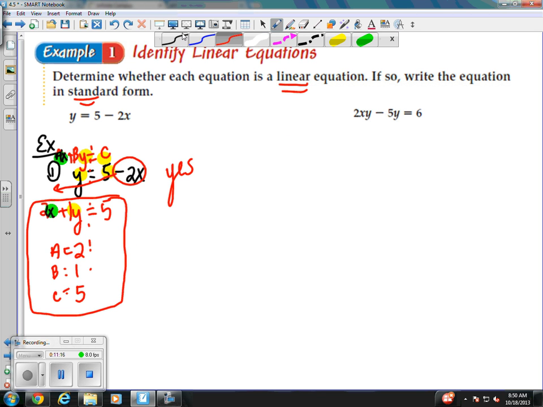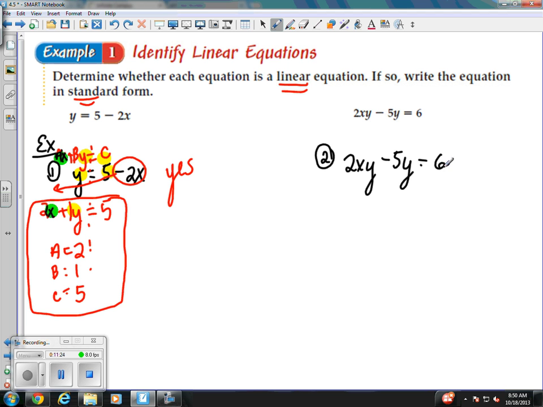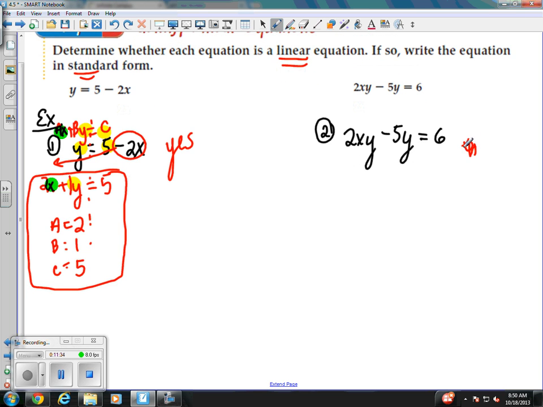Alright, so example 2. We're given 2x minus 5y equals 6. First step, decide if it's linear. So is it linear? No, it's not, because we have x and y being multiplied. And x and y cannot be multiplied. No variables are allowed to be multiplied together. So we could guess our first examples. Number 1 was yes, so we got it in standard form. Number 2 is no, so we just stopped there.